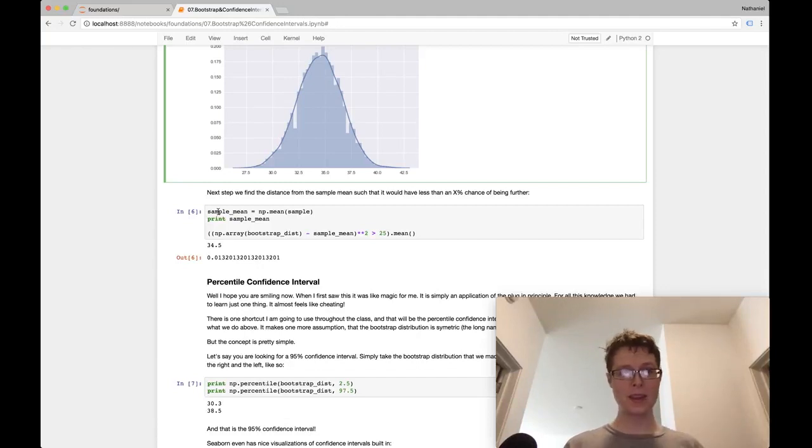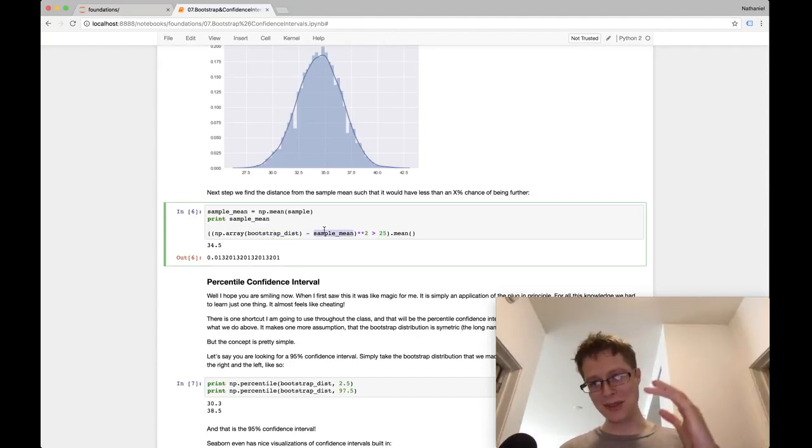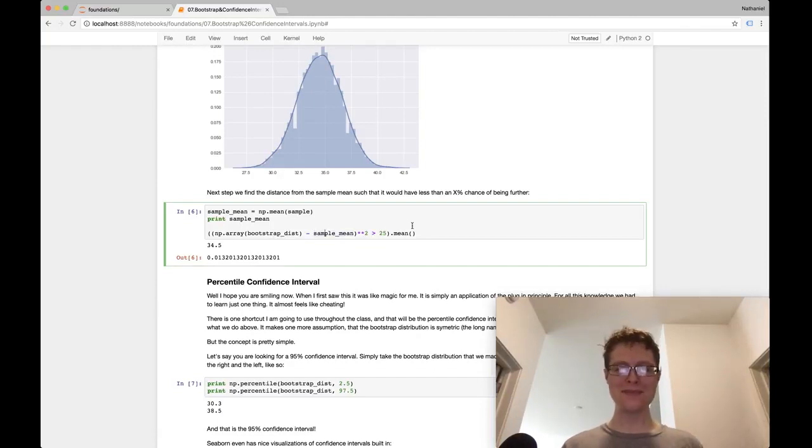The second step is that we take our bootstrap distribution and subtract the sample mean from it, and we find the percentage of times that the samples from the sample would be more than, in this case, 5 away from the sample mean, which is a distance we choose. We find the number of times that happens. In this case, it looks like it's 1% of the time.